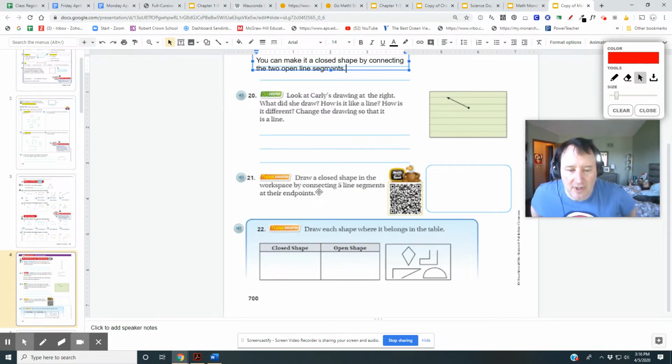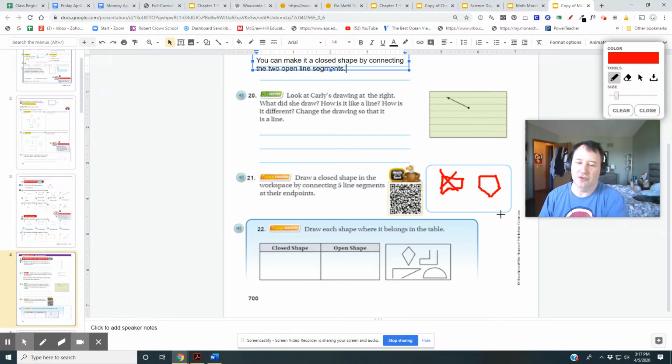Draw a closed shape in a workspace by connecting 5 line segments at their endpoints. 1, 2, 3, 4. Okay, so let me try again. 1, 2, 3, 4, 5. So I drew a pentagon. Draw each shape where it belongs in the table. Okay, so a closed shape would be this one. So this goes there. Open shape, that's an open shape, so I'm going to draw that one here. That's an open shape. And that's a closed shape.